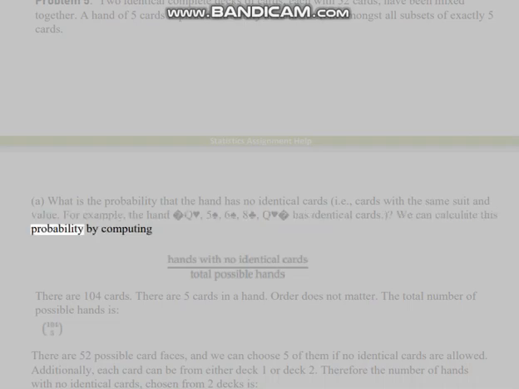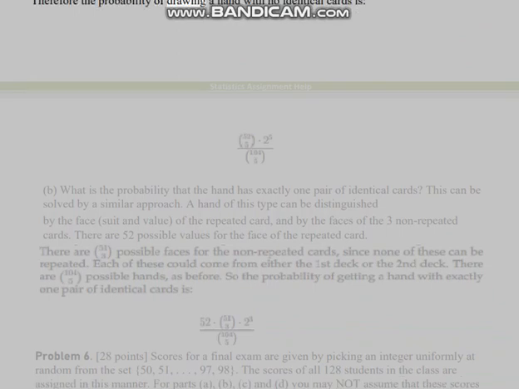We can calculate this probability by computing. There are 104 cards. There are 5 cards in a hand. Order does not matter. The total number of possible hands is. There are 52 possible card faces, and we can choose 5 of them if no identical cards are allowed. Additionally, each card can be from either deck 1 or deck 2. Therefore, the number of hands with no identical cards chosen from 2 decks is. Therefore, the probability of drawing a hand with no identical cards is.